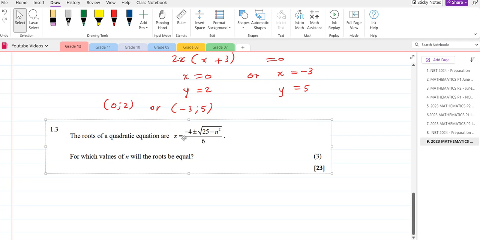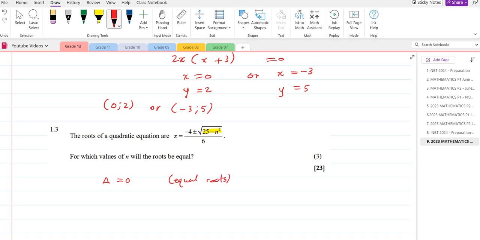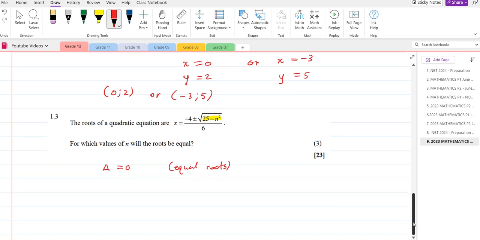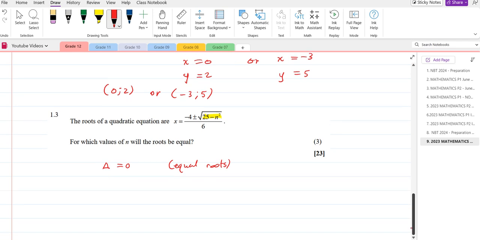The roots of the equation are, for which values of n will the roots be equal? When do you get equal roots? When delta is equal to 0. Delta equals 0, you get equal roots. If delta is greater than 0, then you get real and unequal roots. And if delta is less than 0, you get non-real roots.